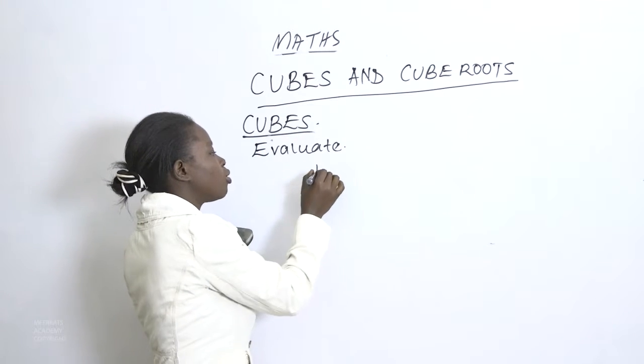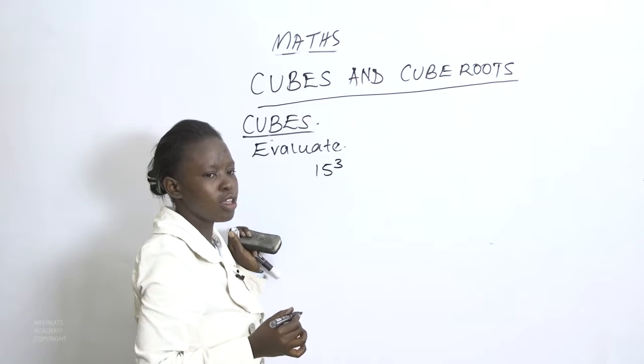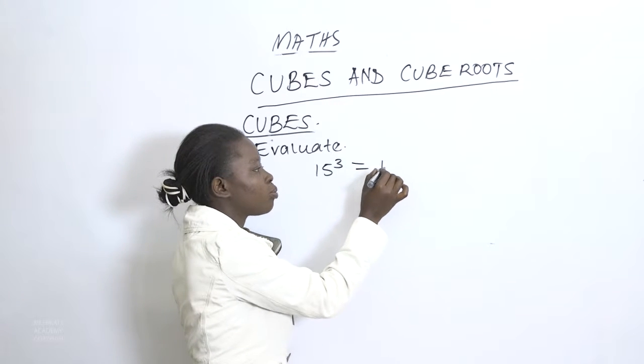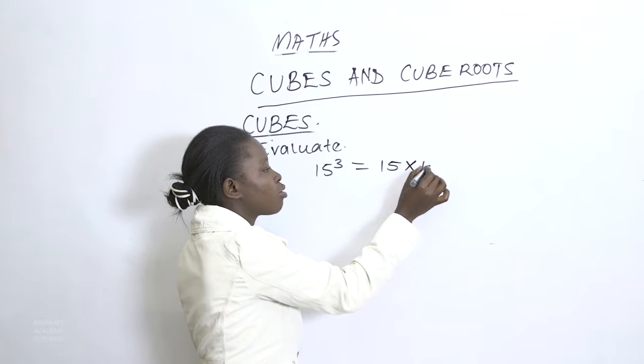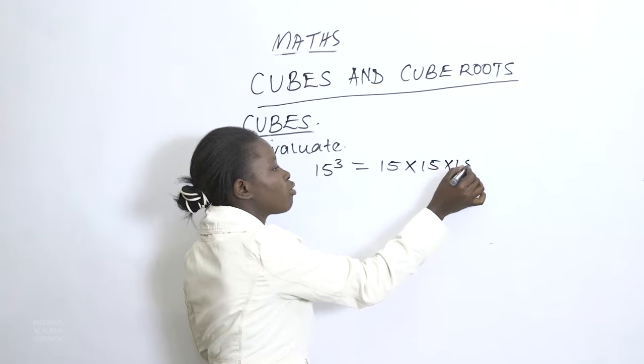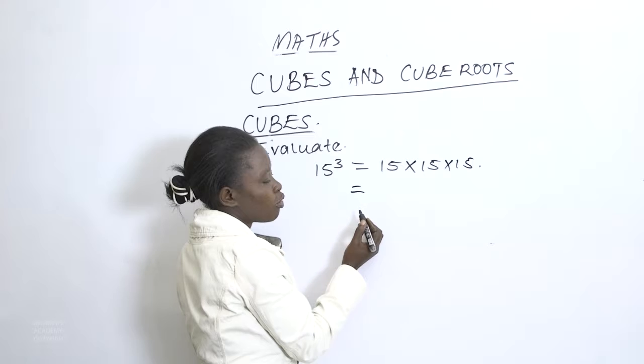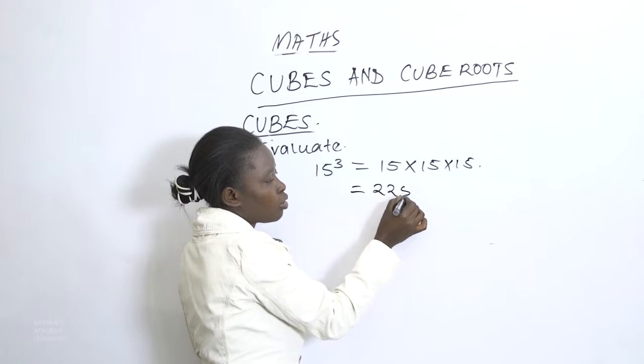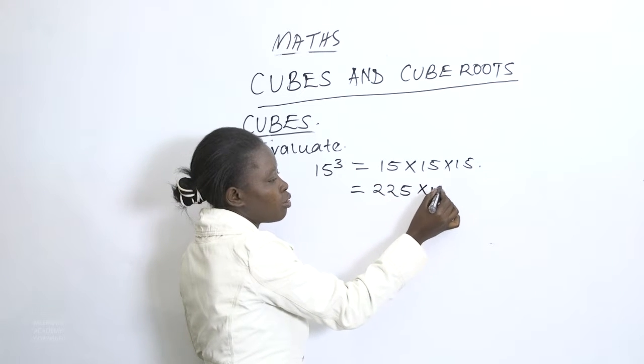Next we have 15 cubed. So what is 15 cubed? 15 cubed is simply 15 repeatedly 3 times. So 15 times 15 times 15. 15 times 15 is 225. Then we multiply by 15.